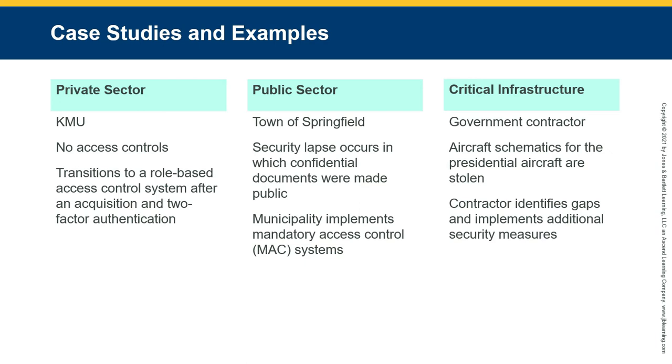Case studies and examples. Private sector, KMU: no access control, transitions to a role-based access control system after the acquisition, and two-factor authentication. Public sector, Town of Springfield: security lapses occur in which confidential documents are made public. Municipalities implemented mandatory MAC systems. Critical infrastructure, government contractor: aircraft schematics for the presidential aircraft are stolen. The contractor identifies a gap in implementation and adds additional security measures.